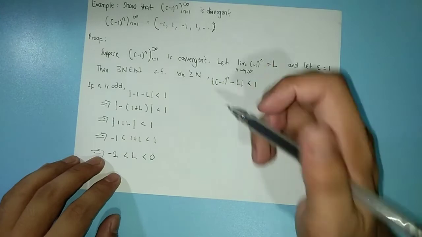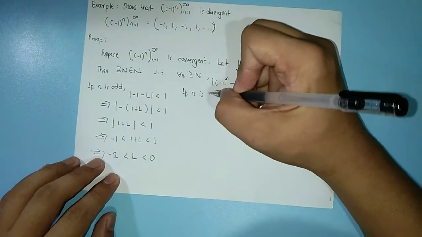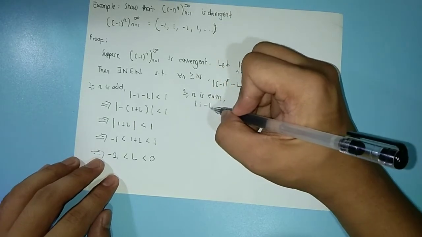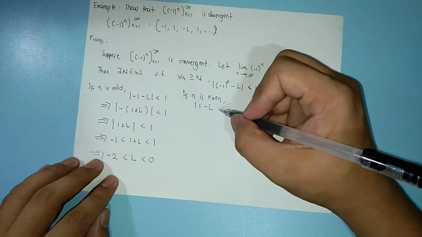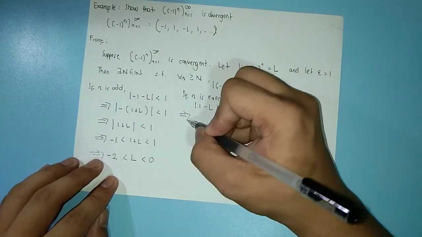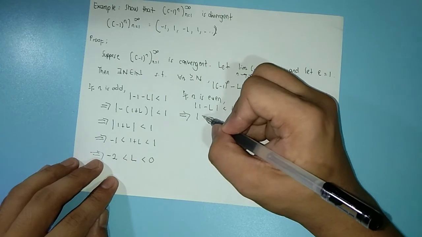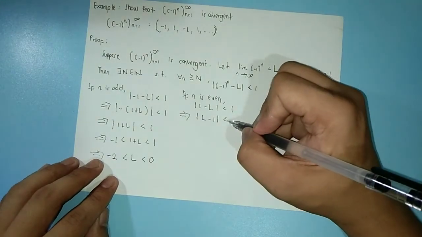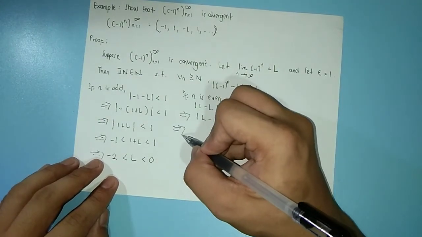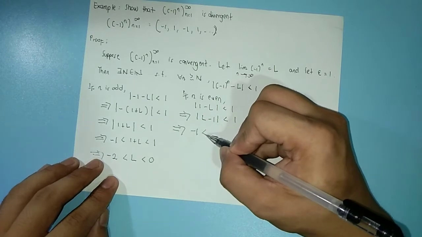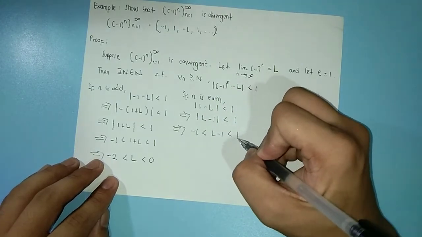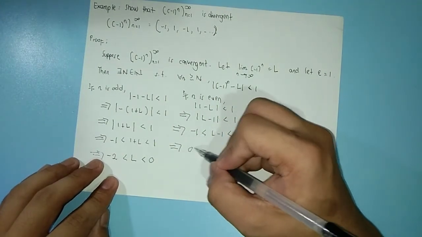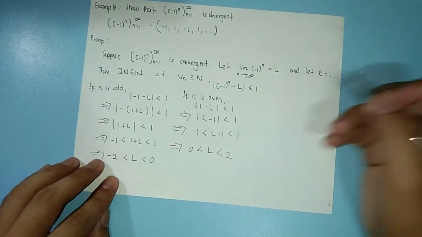Sa kabilang banda, if n is even, then yung 1 minus L, kasi sa even, puro 1 naman yung lumalabas, less than 1. This implies, by property of absolute value, okay lang yan, na yung 1 minus L, gawin nating L minus 1. So, they are equal. Less than 1. And this implies negative 1, by property of absolute value again, less than L minus 1 less than 1. And mag-add tayo ng 1 sa lahat ng sides na yan. This implies ito ay magiging 0 less than L less than 2.